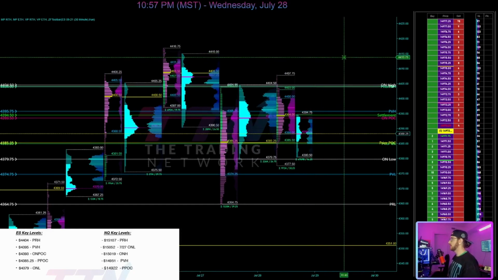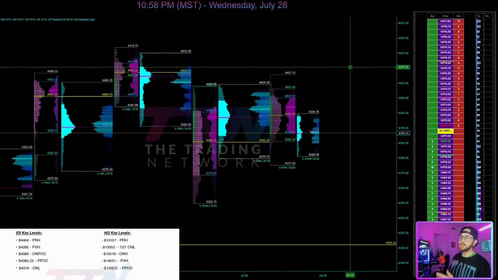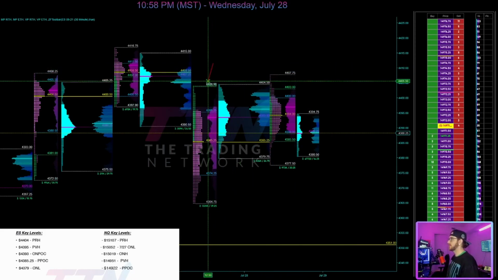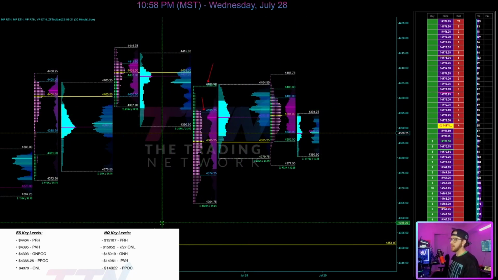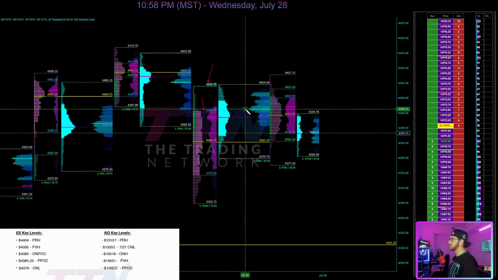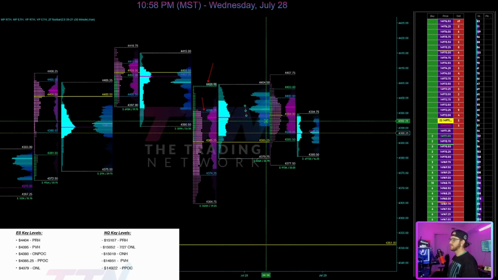I'll go ahead and hide these for now. And we will start with the prior range high at 44.04, which was my first key level that I was looking at. Second key level I was looking at was the prior value area high at 43.95. Third key level was the overnight POC, just a couple points below that, right here at 43.9350.